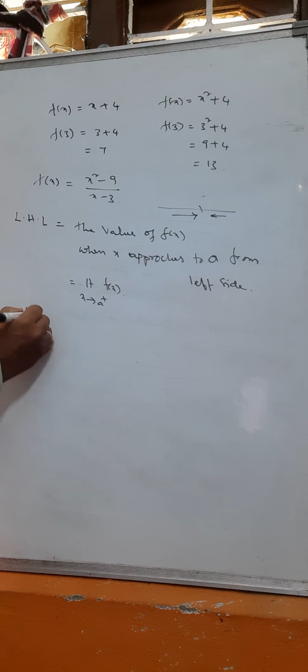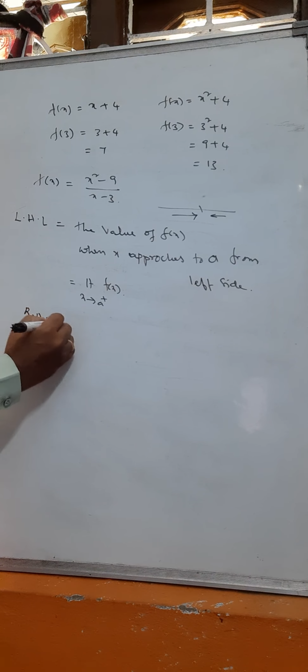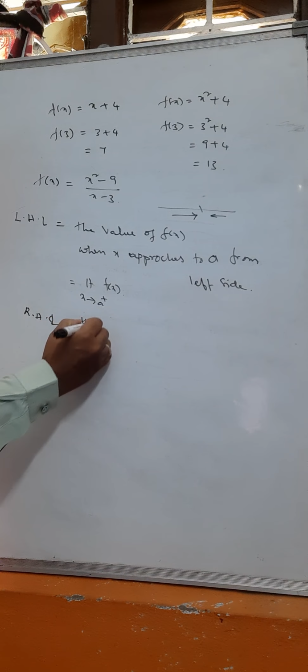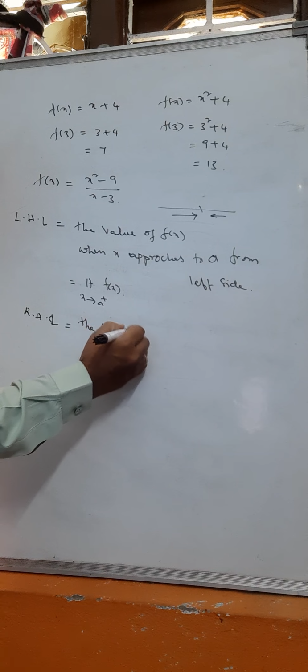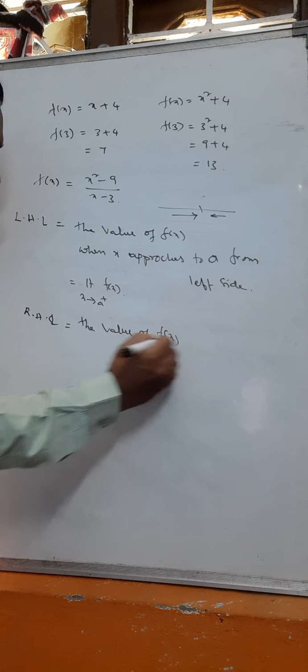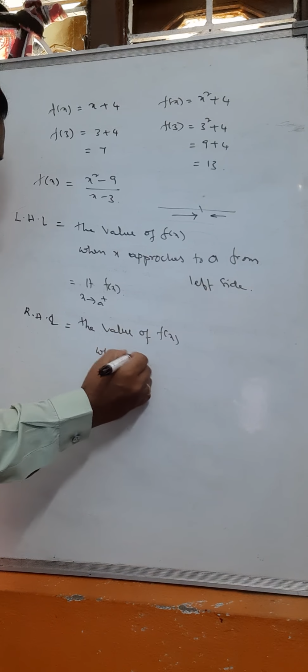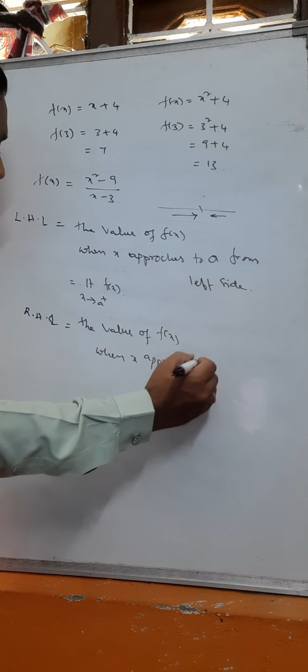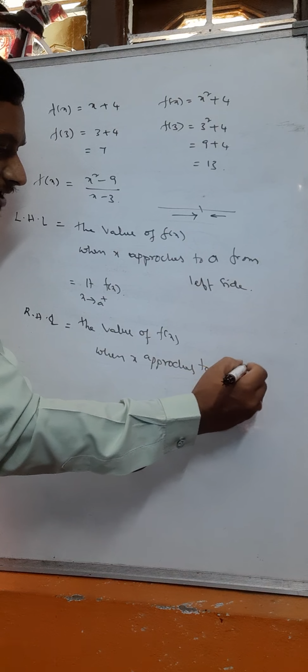Next, what about RHL? RHL is nothing but the right hand limit. That is the value of f of x when x approaches a from right side.